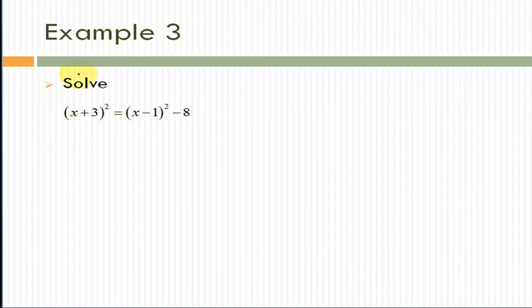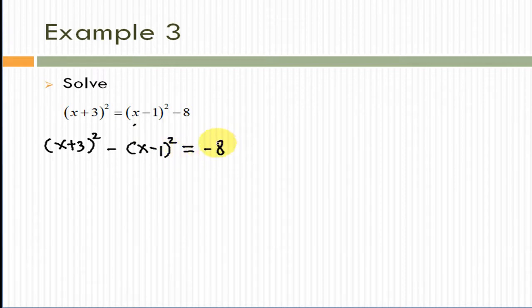Move this guy to the other side. Okay, so move this. We can move this x minus 1 to the other side of the equation to get x plus 3 squared minus x minus 1 squared equals negative 8. Okay, now what are we supposed to do?